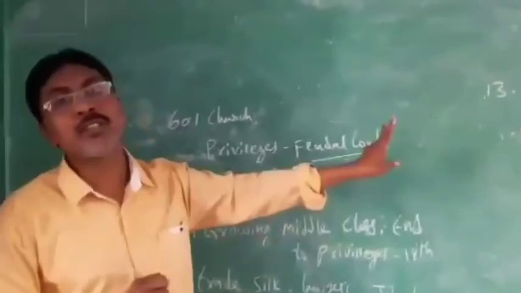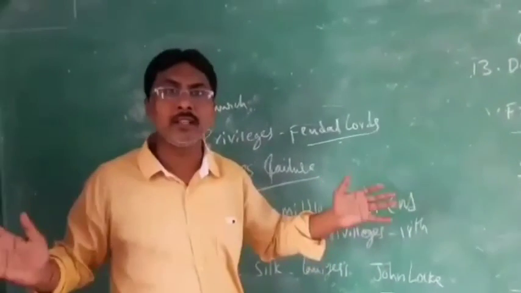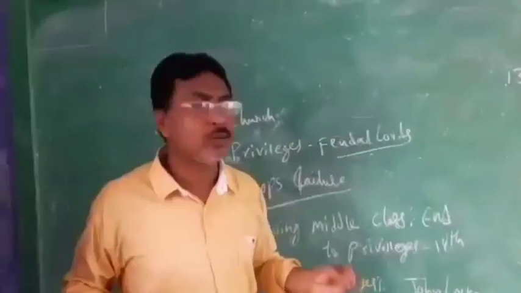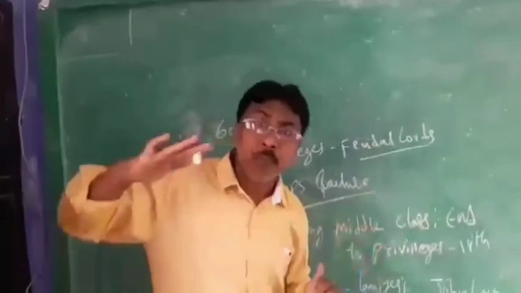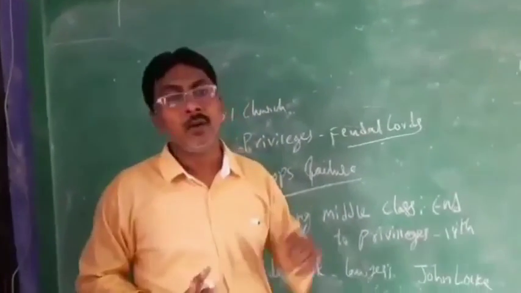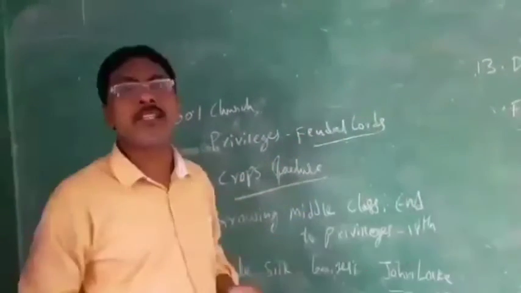And nicely these two estates are enjoying. That means there is no equality there. Tax means everybody should pay the tax, but exemption should be for the poor people. They are not doing like that. Only the low class and middle class people are made to pay the tax.